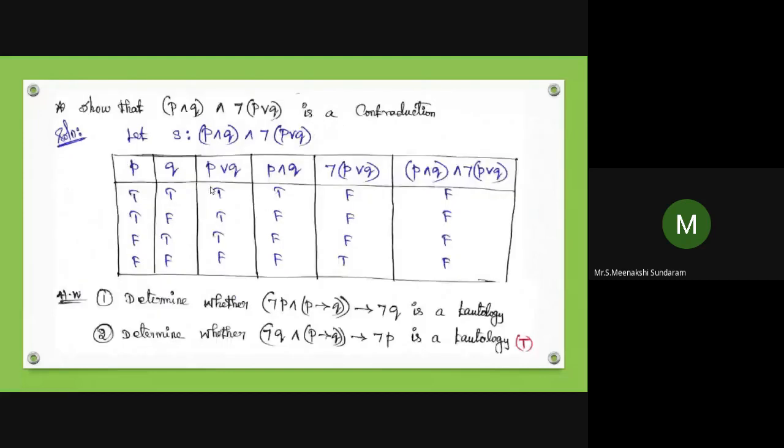So this is the tautology, an example of a tautology. And this is the contradiction. The last ones, all the statements are contradictions. Okay, up to this you can know.